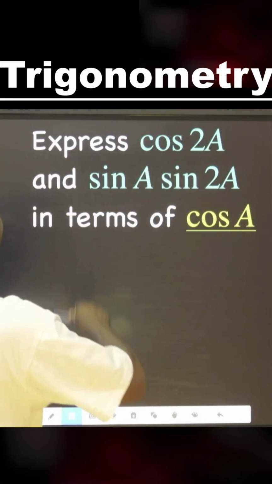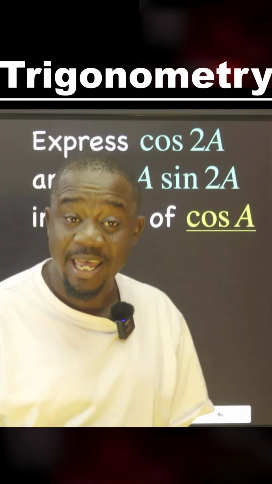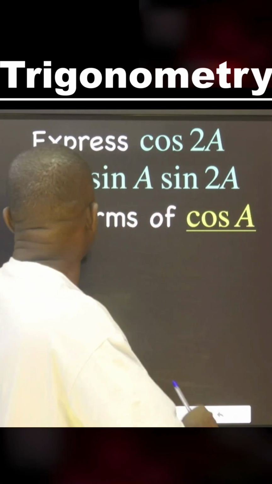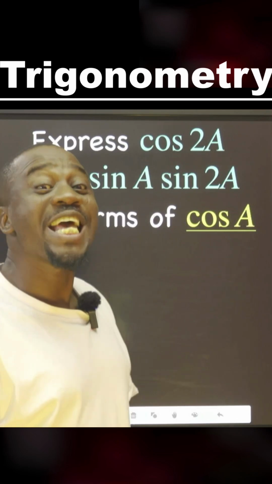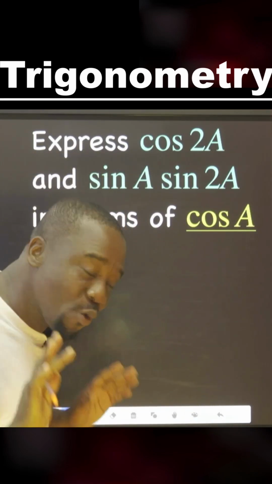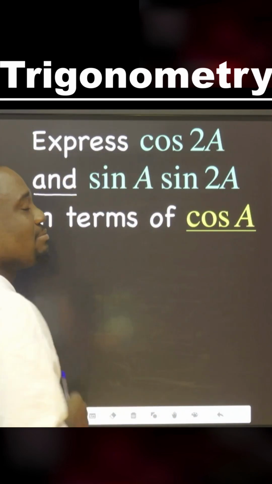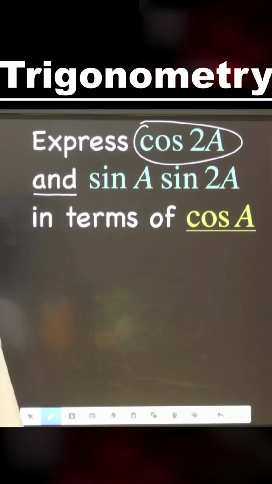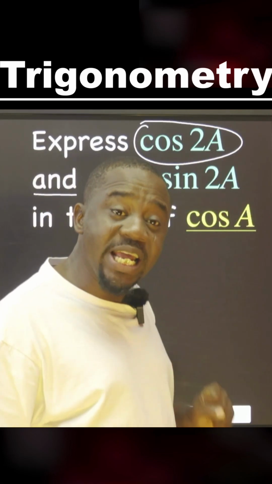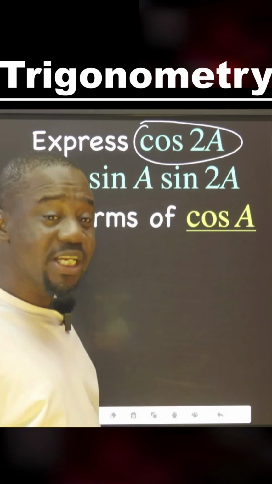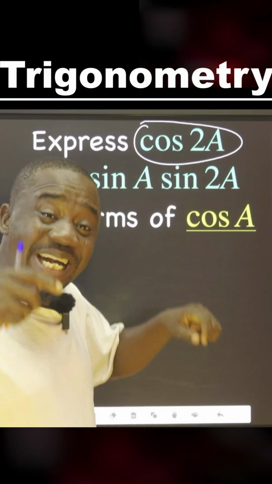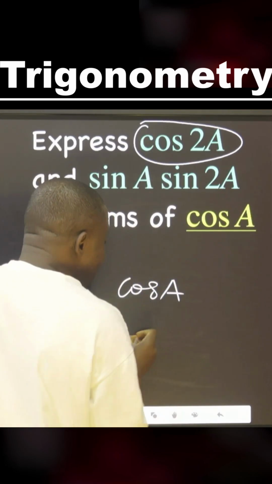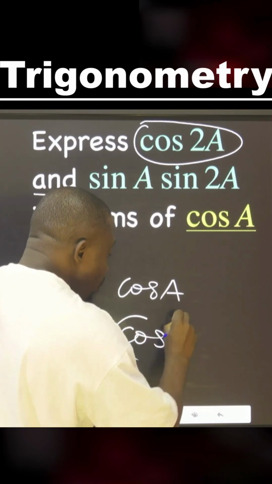Okay? Express cos 2A and sin 2A in terms of cos A. These are different questions. There is an "and". It means, first of all, we should deal with this. Once we deal with this, we come back and also deal with this in terms of cos A. Remember what you are looking for? You have cos A. It could also be cos squared A.